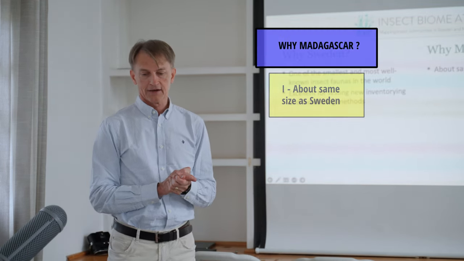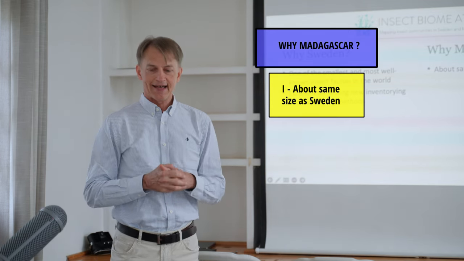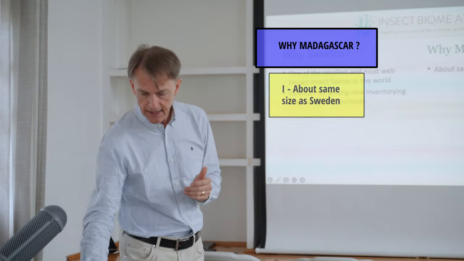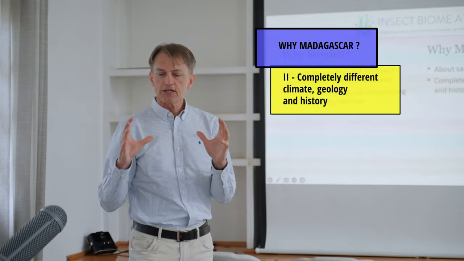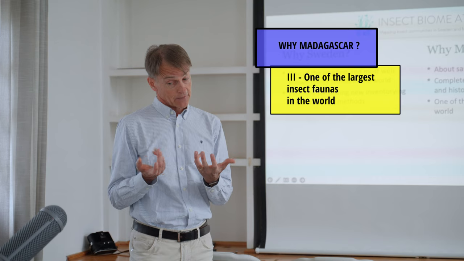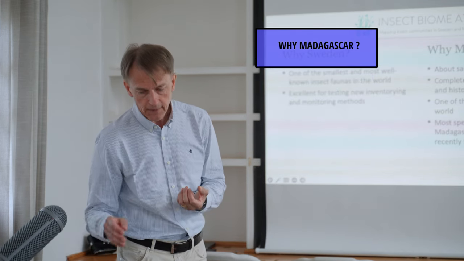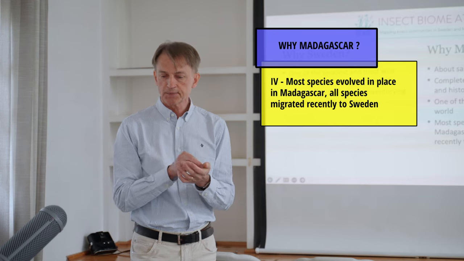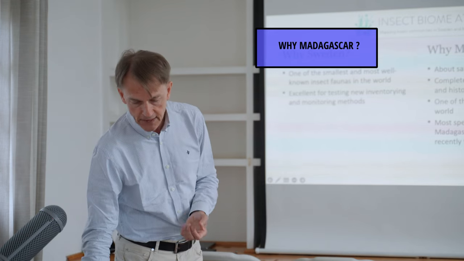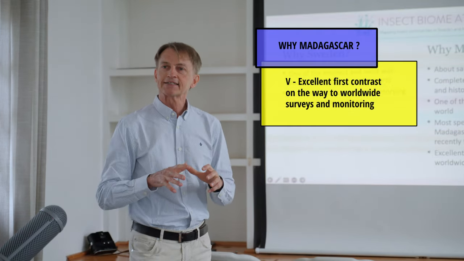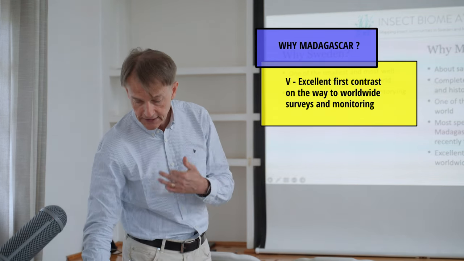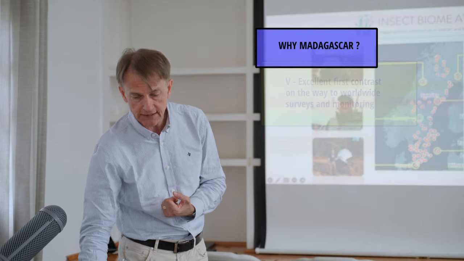And then why Madagascar? Well, many reasons, again, but it's an interesting comparison because it's about the same size as Sweden. It's a completely different climate, geology, and history, as I mentioned. It's one of the largest insect faunas in the world. Most species evolved in place in Madagascar, while all species migrated recently to Sweden, so very different histories. And it's an excellent first contrast on the way to global comparisons of insect faunas and monitoring of what's happening with them.